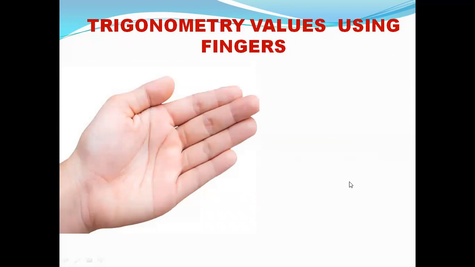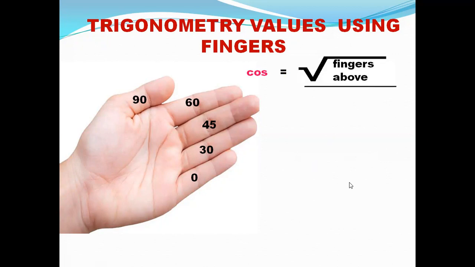Now let us see how to find cos by using fingers. First let us assign the values. So cos is the square root of fingers above, divided by 2. First let us find cos 0. Above 0, how many fingers are there? 4. So we find square root of 4 divided by 2. Square root of 4 is 2. 2 by 2 is 1.